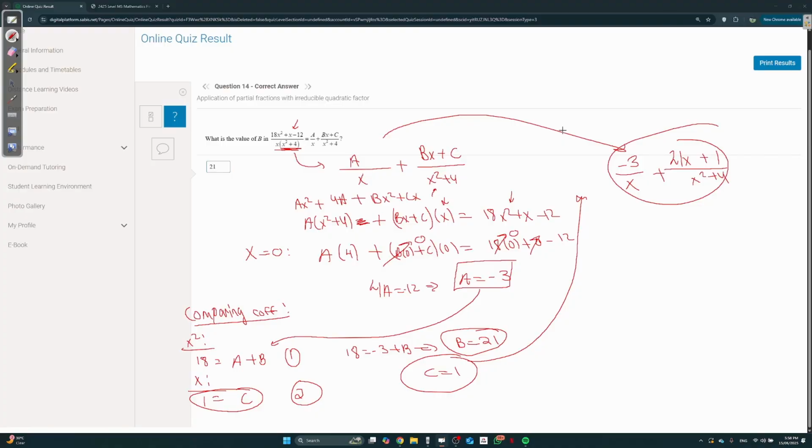Very easy, a bit long. As you can see, you don't have to do all this. As soon as you figure out what b is, just put in the value. You don't have to write anything, okay?